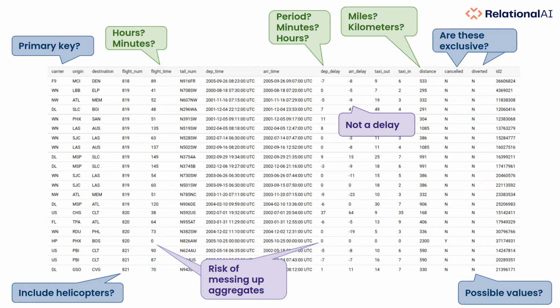Another example is that there is a flight time here, but it doesn't say: is this minutes? Is it hours? Something else? And then there's a distance. Is that a kilometer? Is that a meter? And so on. So this is very challenging to work with.